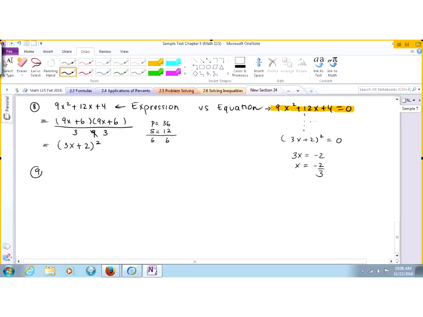Now number 9. I think this will be our last one. 8x squared minus 6xp minus 9p squared. Is this an expression or an equation? Expression. What method do you think we will use? Oh, we could factor out something? No. So what method do you think we'll use? AC, yes.